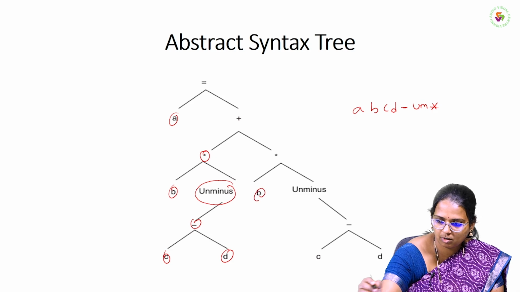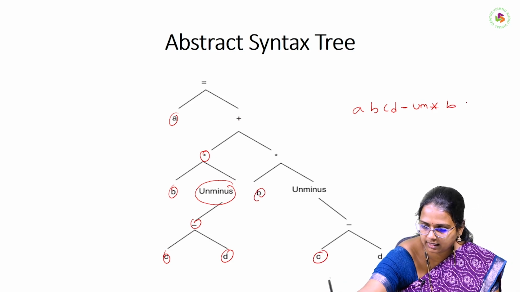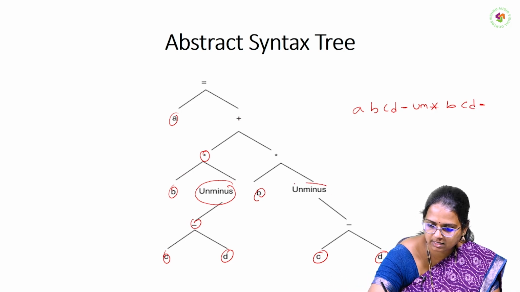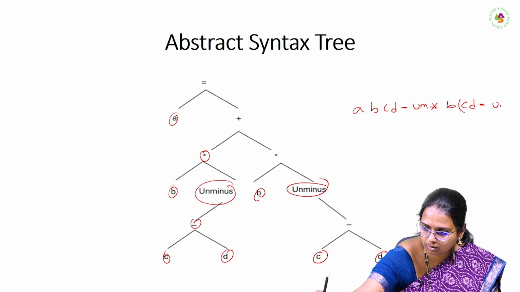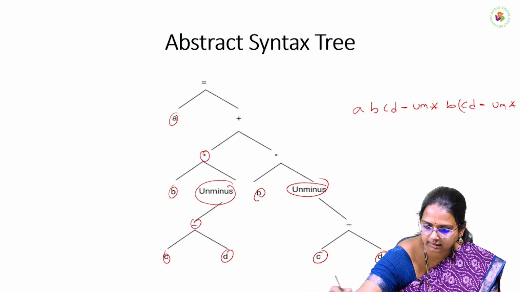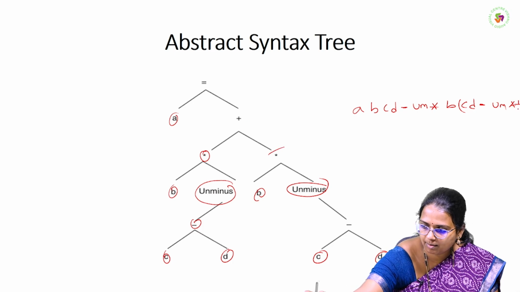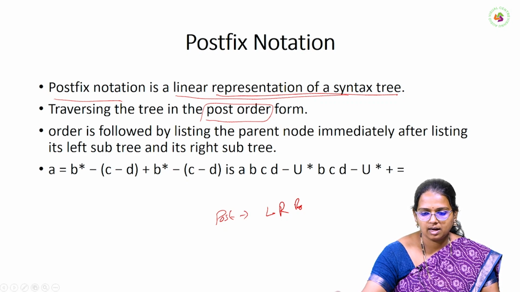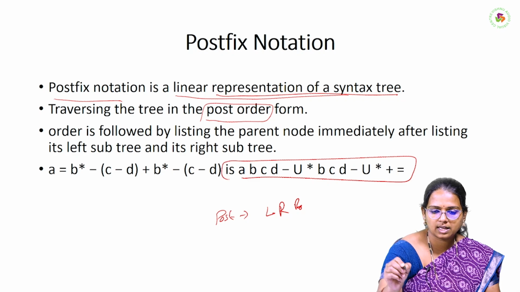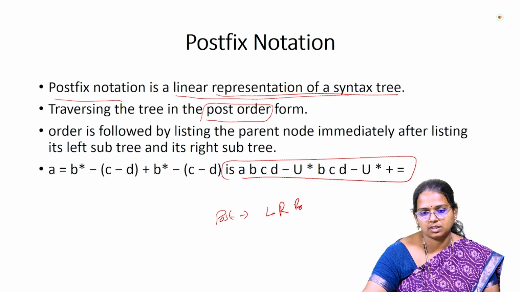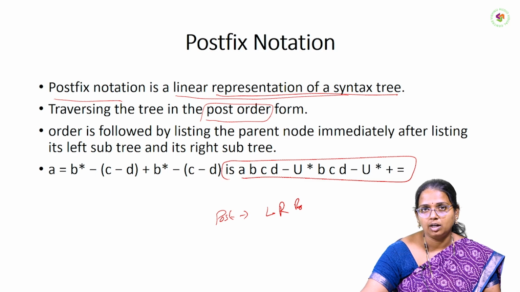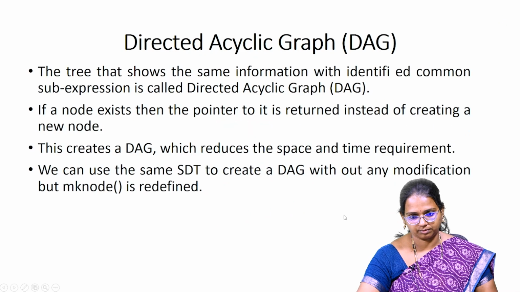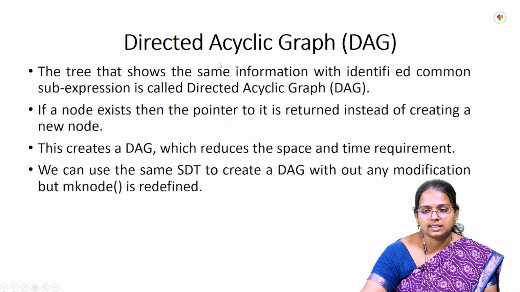Again right, left. Now B. Next C. Next D. Next minus. Next unary minus. That is, you'll write unary minus. For this again, this. So this part comes. Again coming to here, plus, then equals to. So this is the postfix notation for the given expression. So the postfix expression is nothing but a linear representation of a syntax tree. So how we'll traverse a syntax tree to represent a postfix expression is, in post order we'll traverse a syntax tree. Next, one more form is what? Directed acyclic graph.